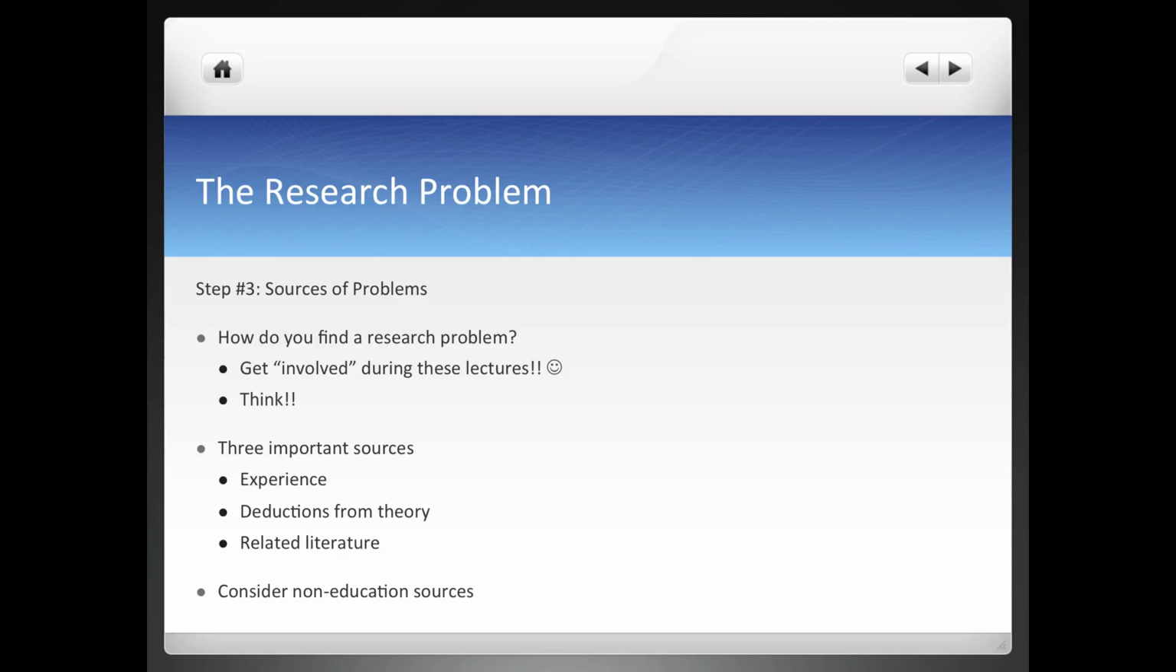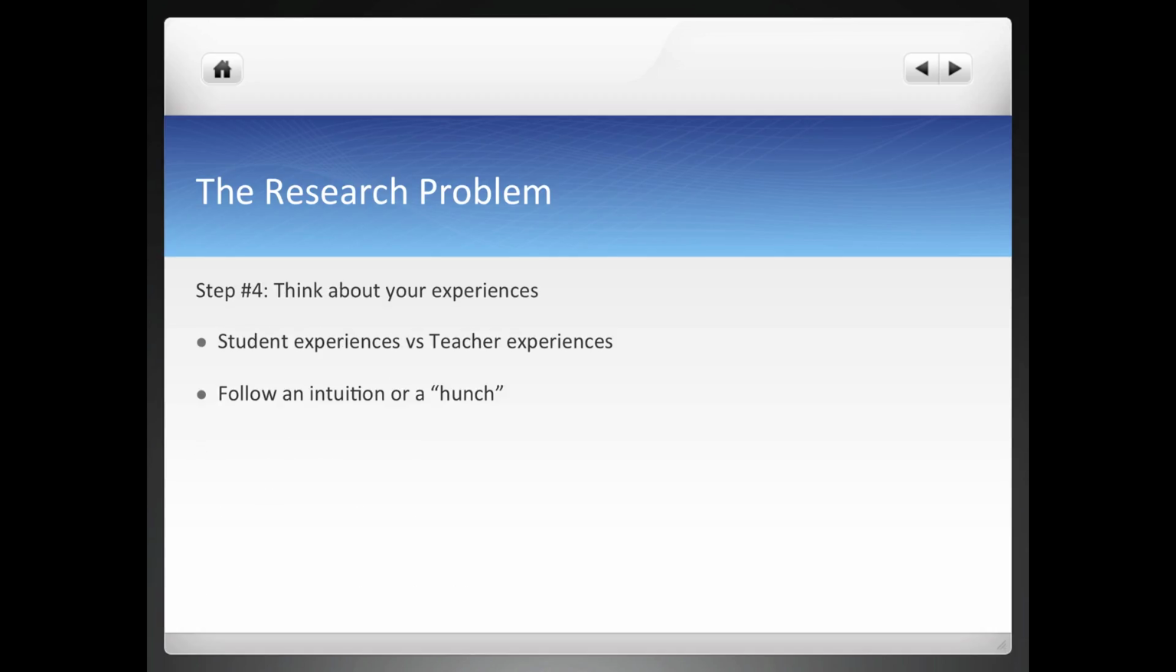Guys, 3 important sources to create a research problem: experience. Unfortunately, you don't have any of that. Deductions from theory. Look at what's currently believed in theory and put your spin on it. And related literature. Another thing I put there is consider non-education sources. And I'll talk about that a little bit later.